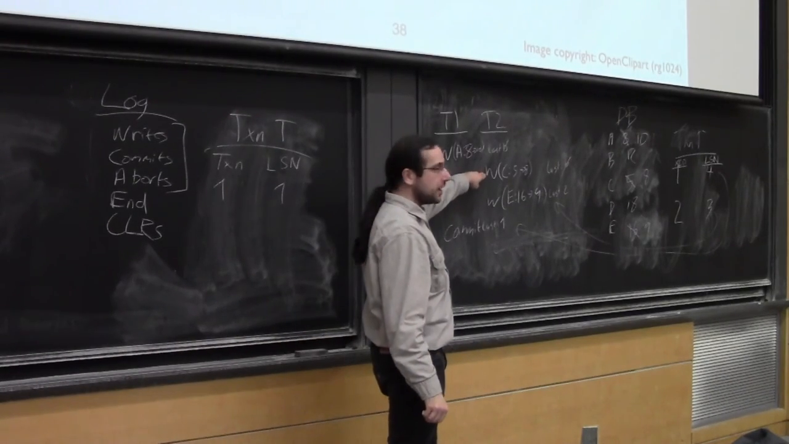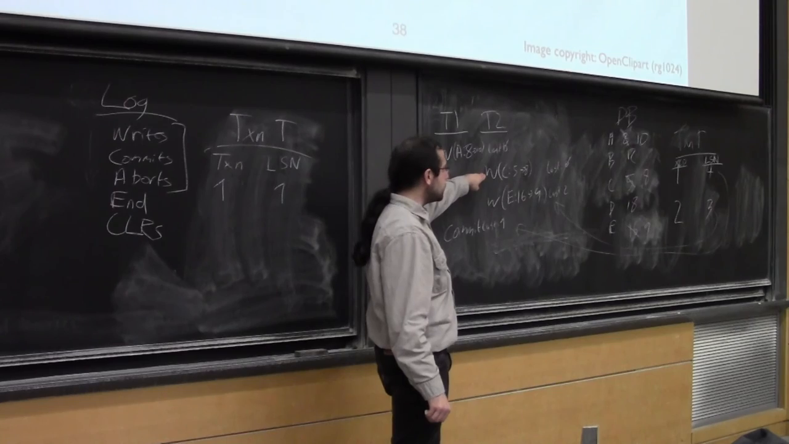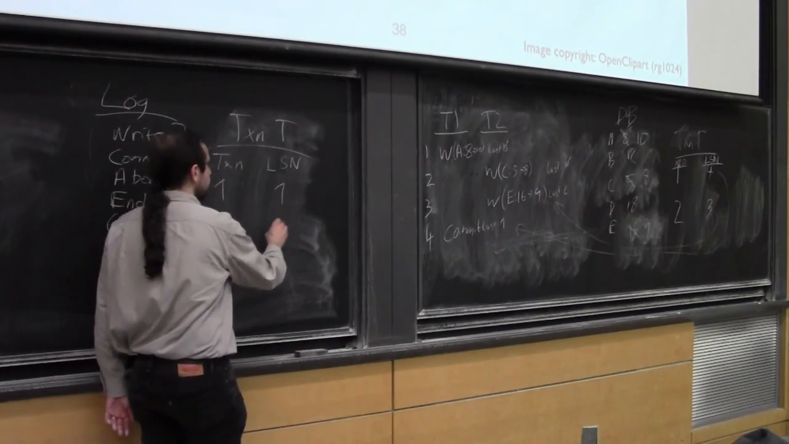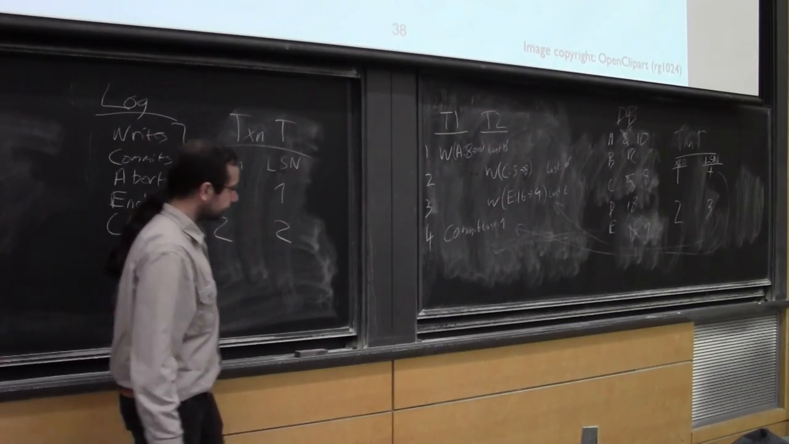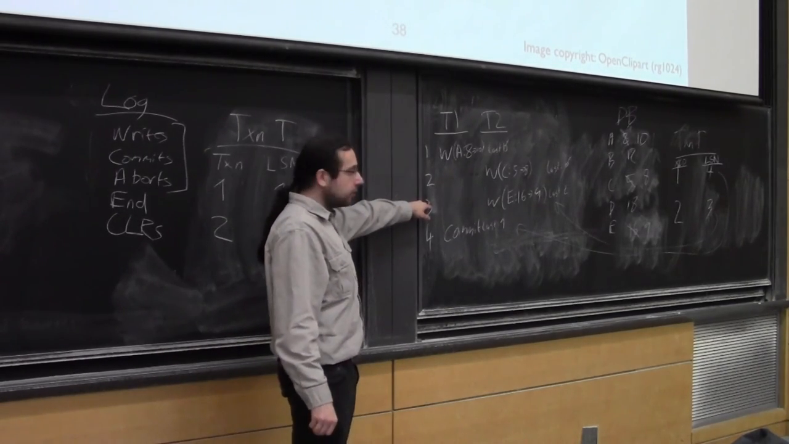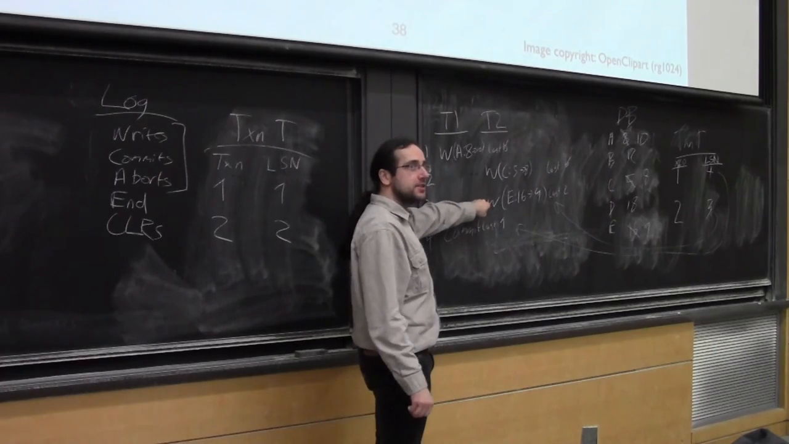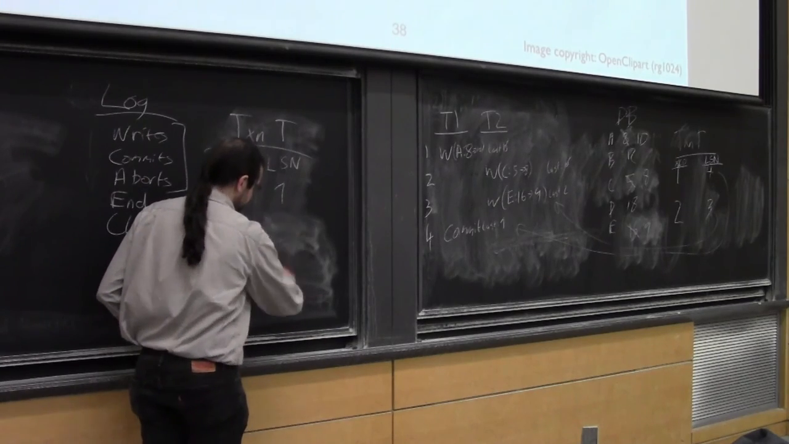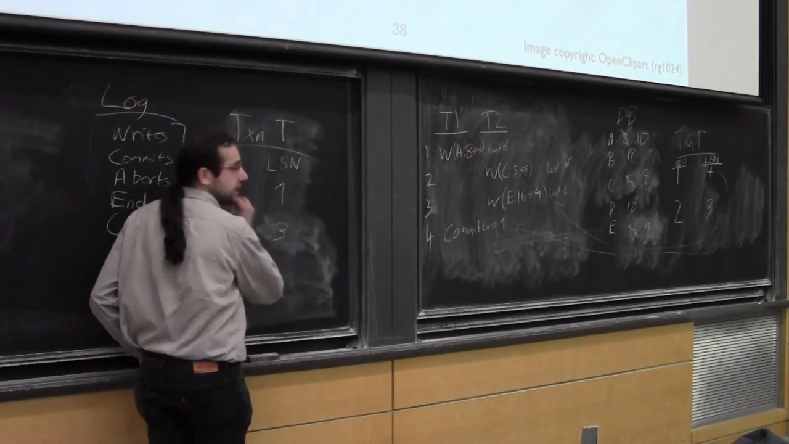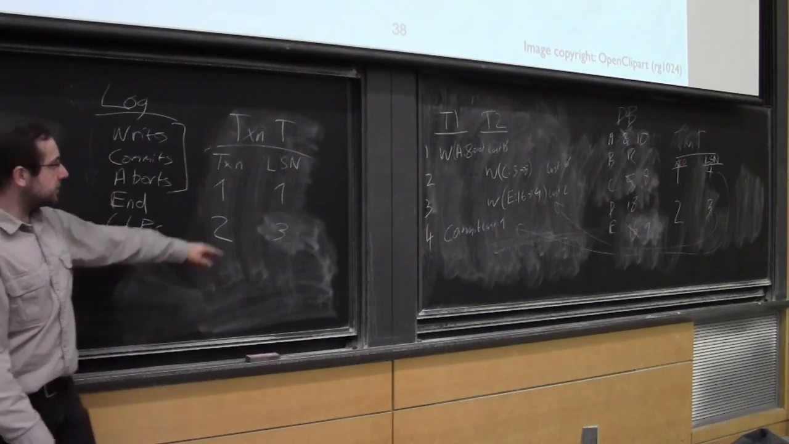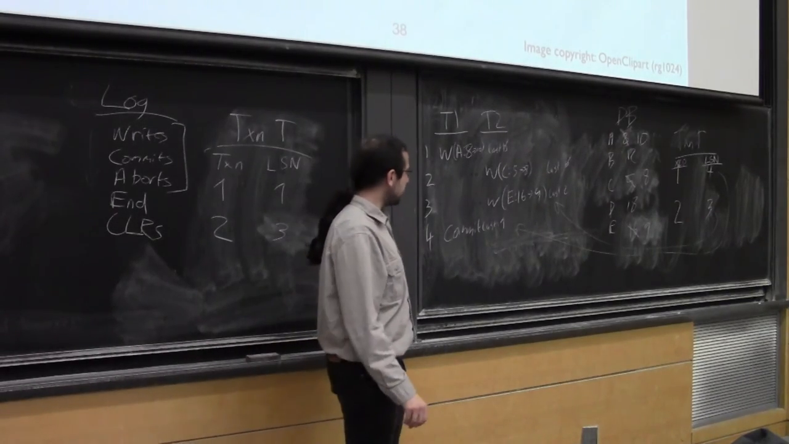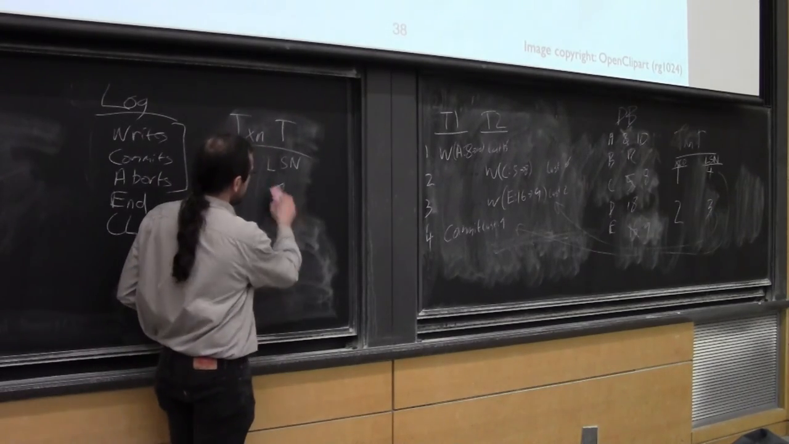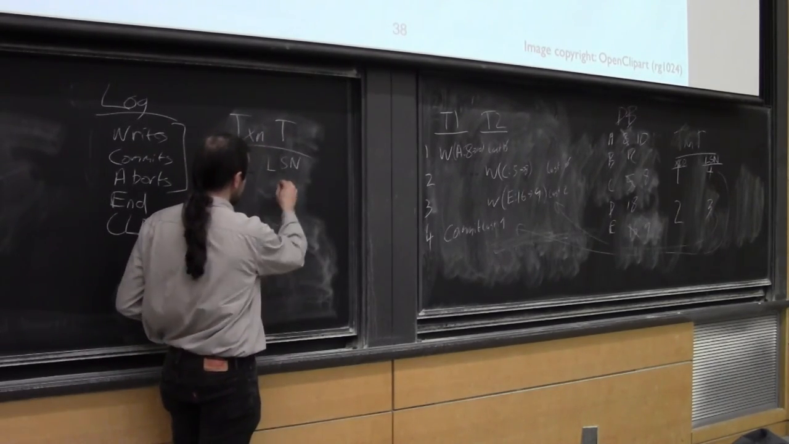Moving on, we see that there now exists a transaction two, and its last log entry was log entry two. Moving on to three, we already know that transaction two exists, but now we've learned that it has performed another operation. So we're going to update the transaction table to include that new last entry. Then we're going to learn that transaction one committed at the very end.